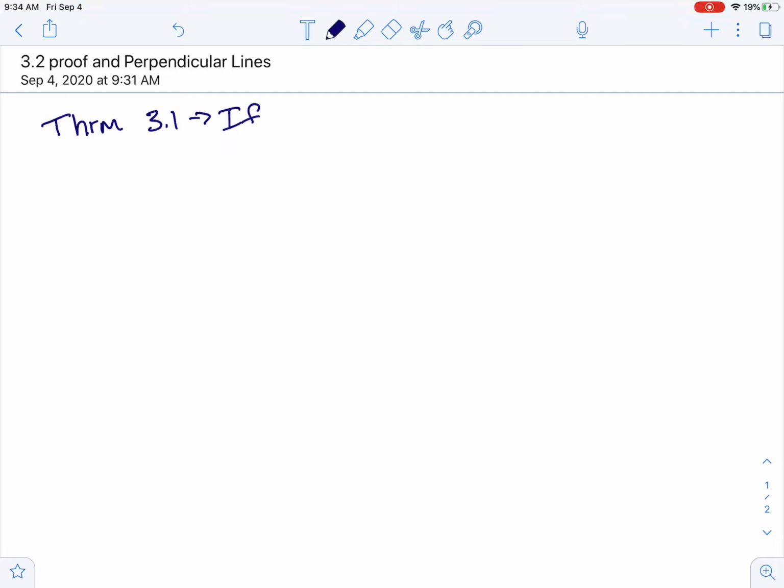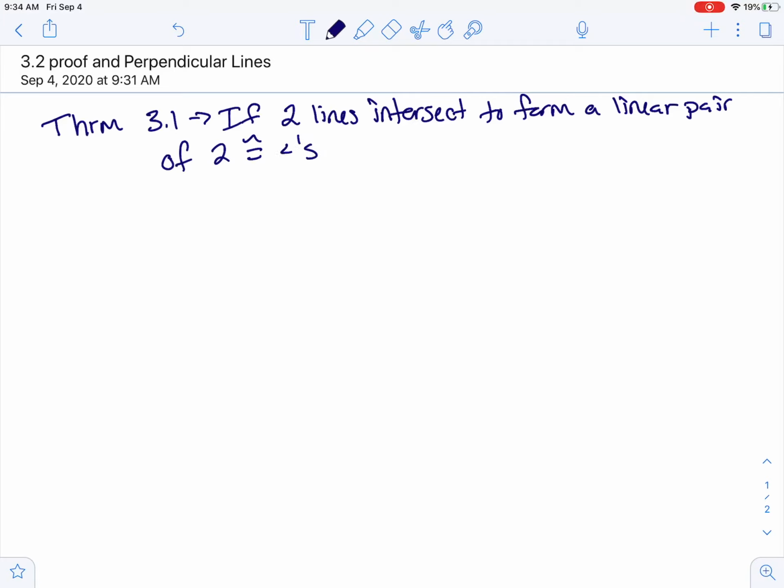All right, so this says if two lines intersect to form a linear pair of two congruent angles, then the lines are perpendicular. Okay, what in the world does this mean?